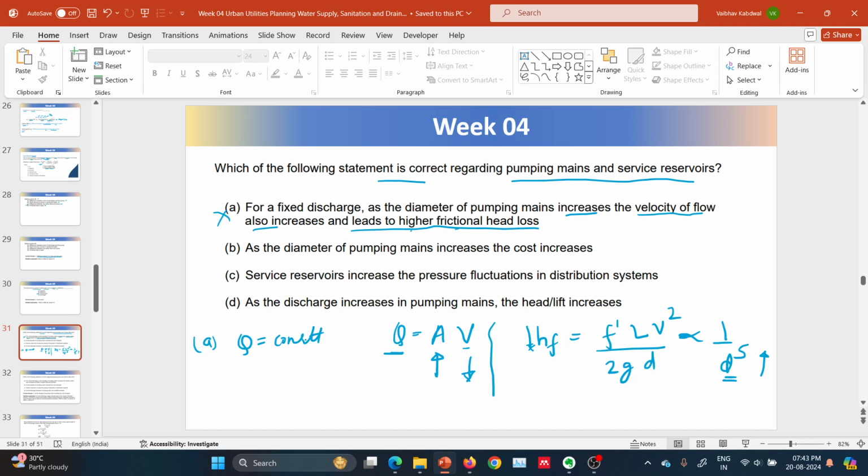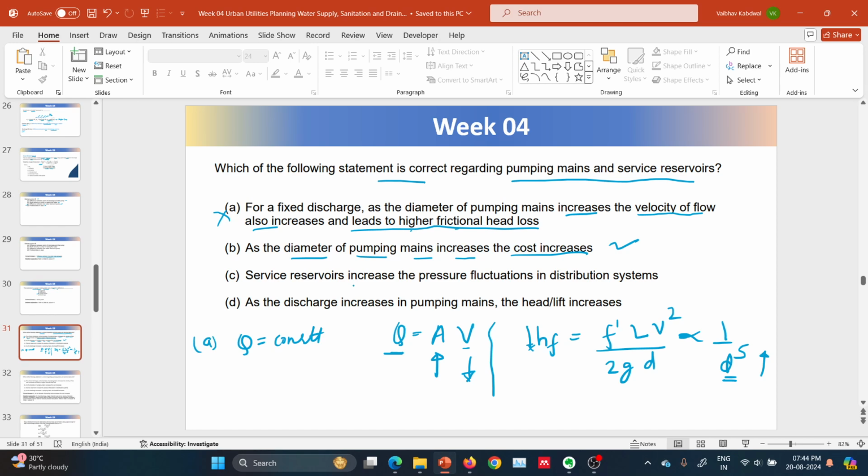So both the parts of A are incorrect. If we are increasing the area, velocity should decrease, and if velocity decreases, we can directly say head loss decreases. And with the dia also we can compare, if dia increases, head loss decreases. That's why A is wrong. As the diameter of pumping mains increases, cost increases. Correct, because the length will remain the same. It will not reduce the length.